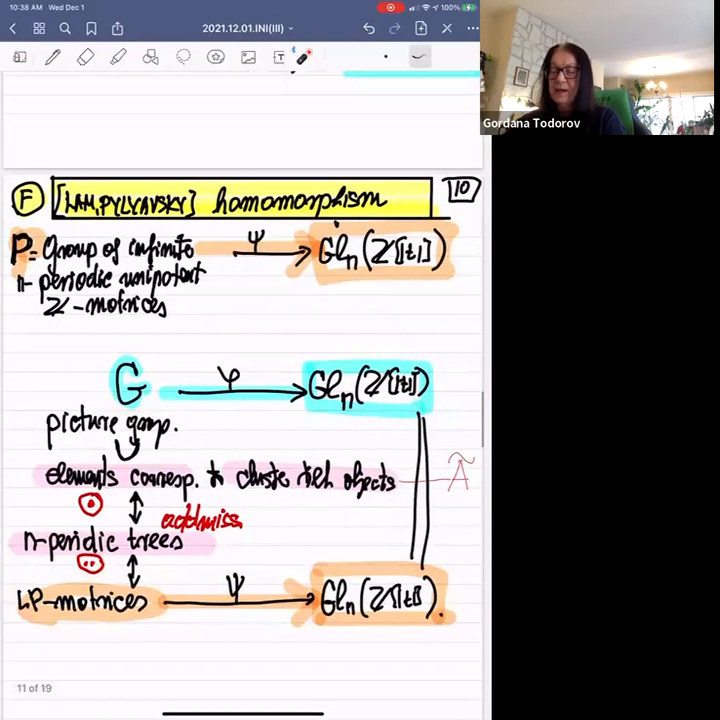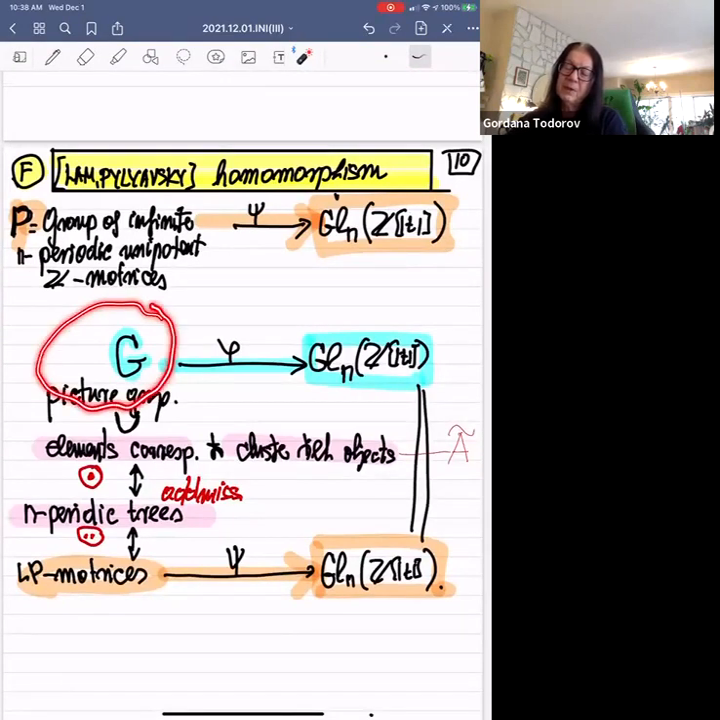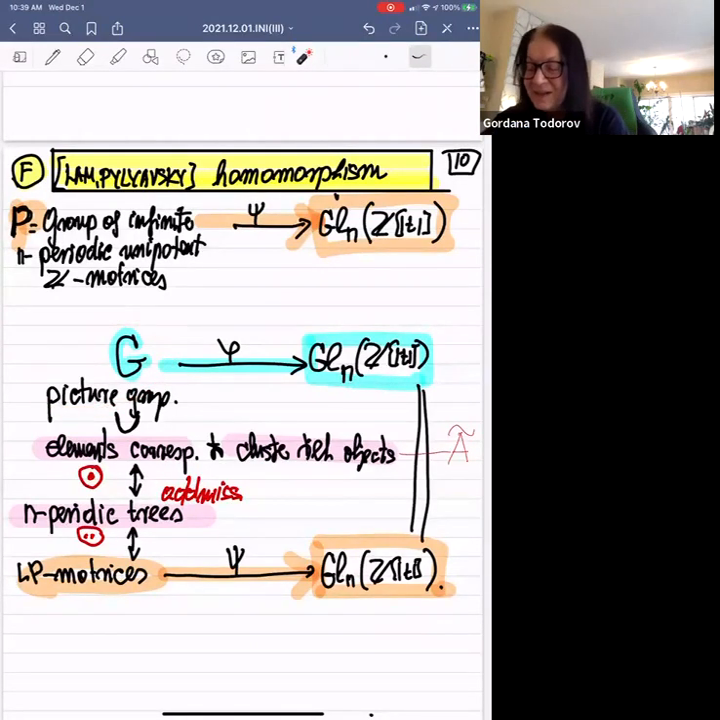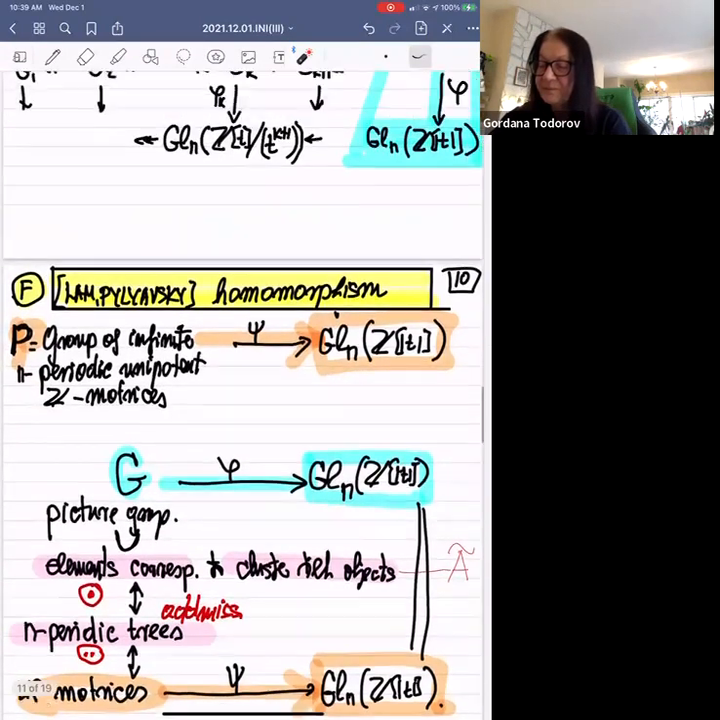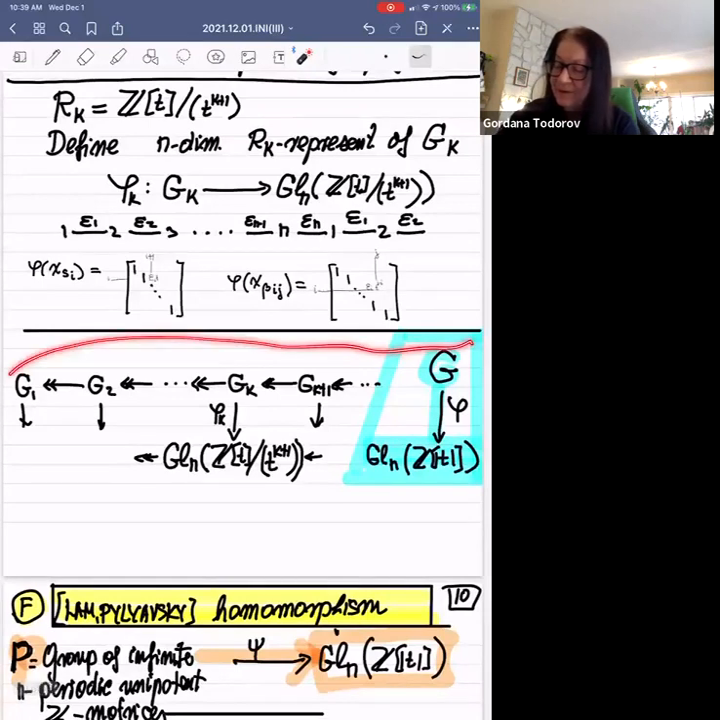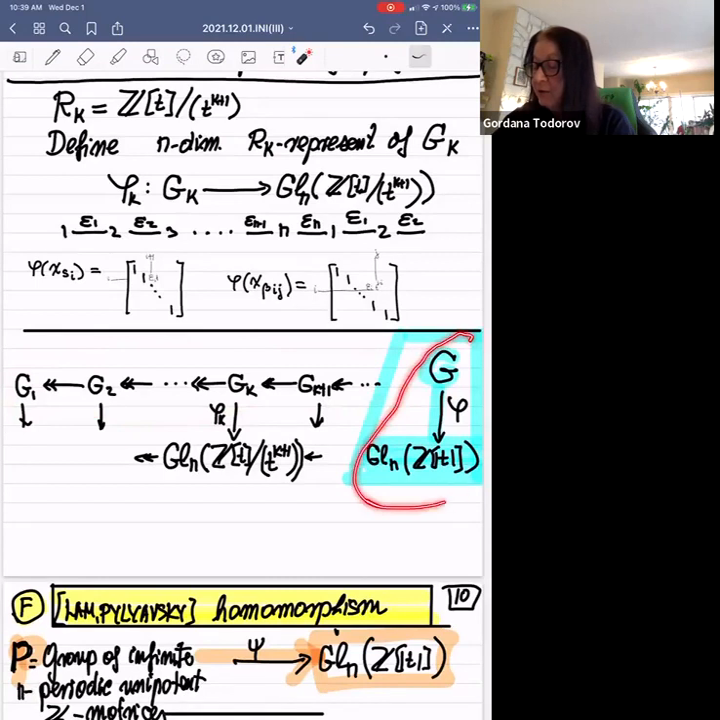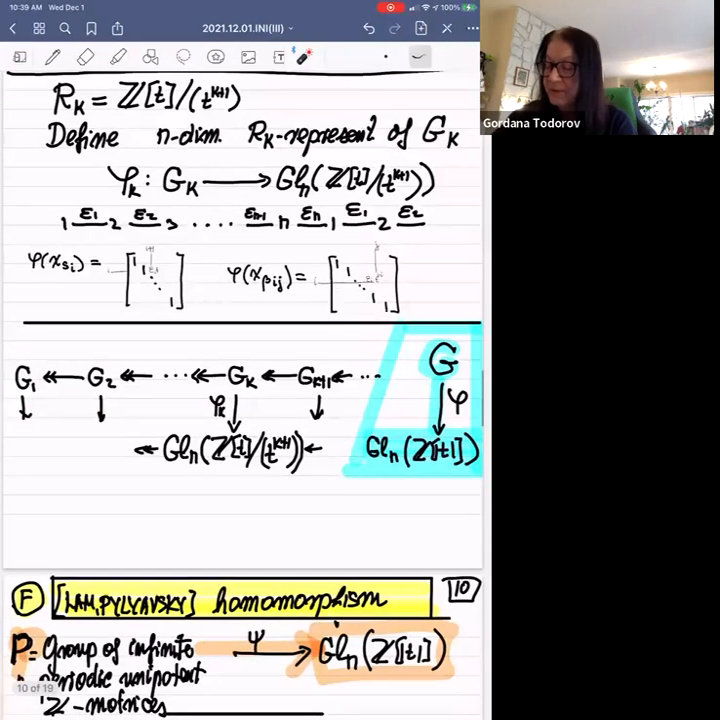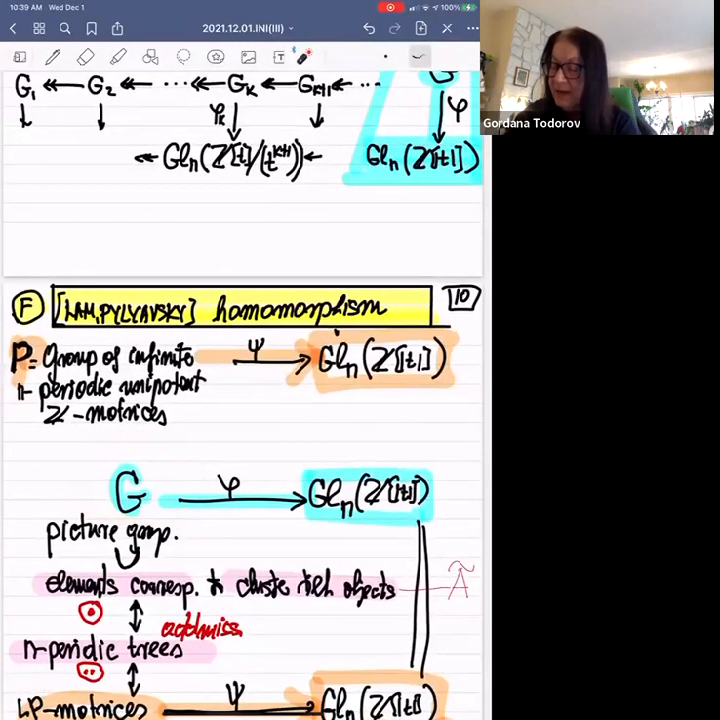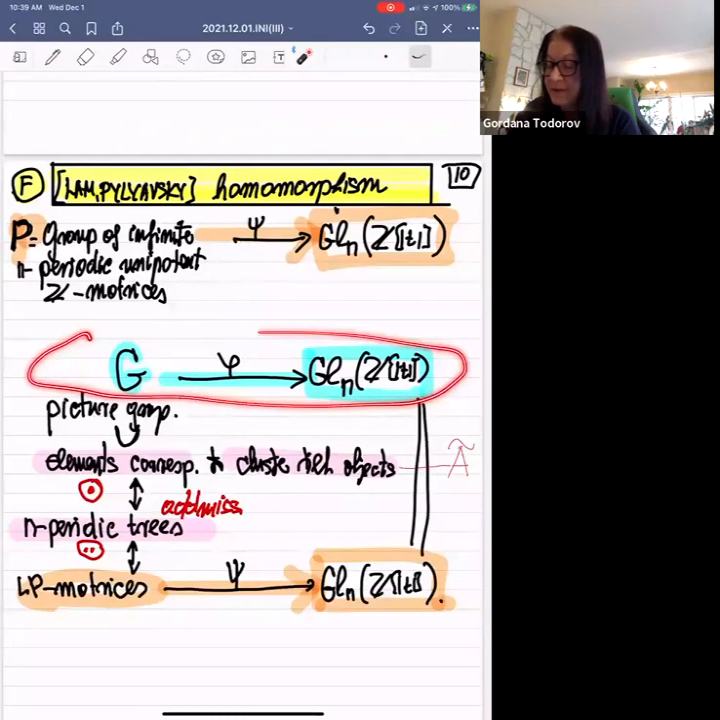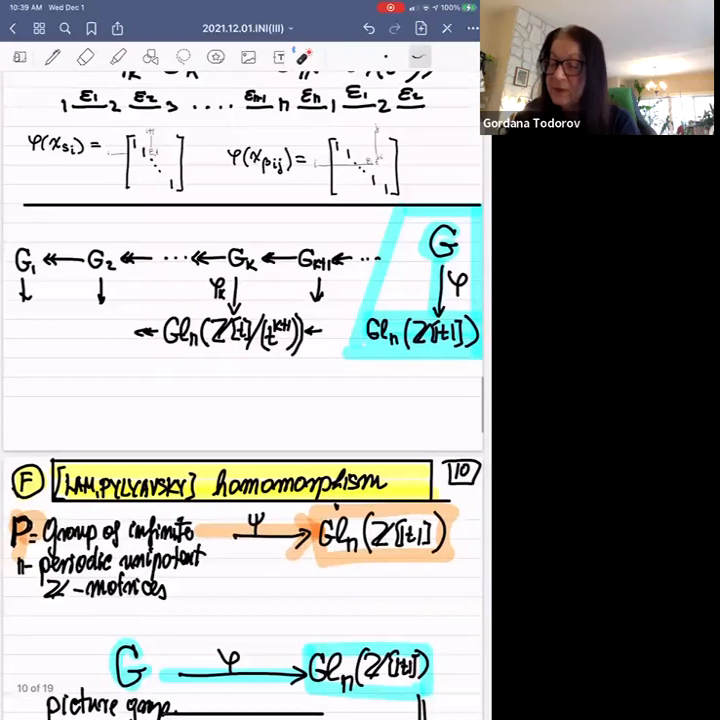Okay, so that was another thing about these pro pictures that I wanted to point out. In short, I wanted to recall how they're constructed as inverse limits of the pictures, where the picture groups are obtained as inverse limits. And then I wanted to relate this to this Lamp-Pilievsky homomorphism, which is known. That is how our group, or this homomorphism, is related here using the representations.